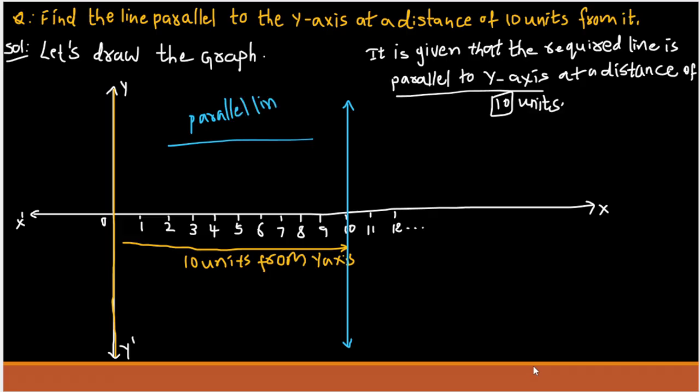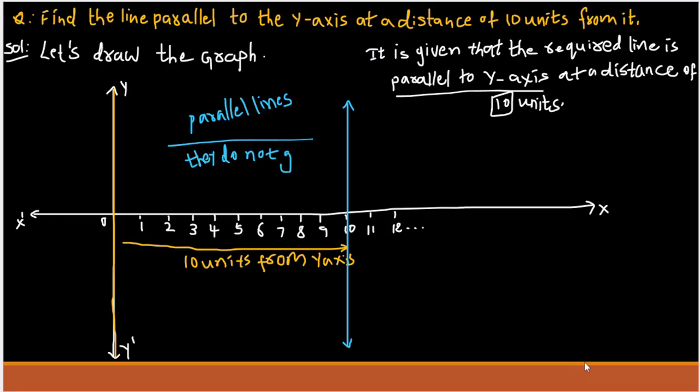As we know that parallel lines are those lines which do not intersect. So here the y-axis and the line at x equals 10 are the parallel lines which satisfy the given condition, that is this parallel line is 10 units away from the y-axis. So the distance between the y-axis and this line is 10 units.